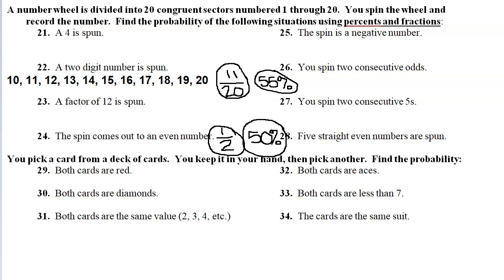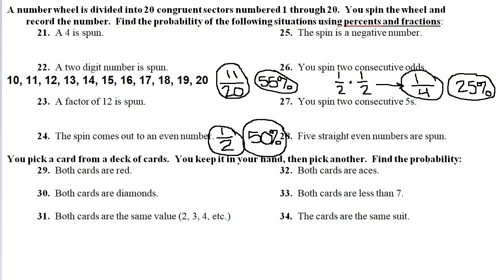All right, 26. You spin 2 consecutive odds. Now, here's the thing about a spinner. Your probability doesn't change. If the probability of spinning an odd number is 1/2, and then you spin the spinner again, probability is 1/2 again. It's not like when you draw a card out of a deck, and then you leave that card out, and then you draw a new card. Because if you don't put the card back, then your probability is going to change. And we're going to get into that here in just a second.